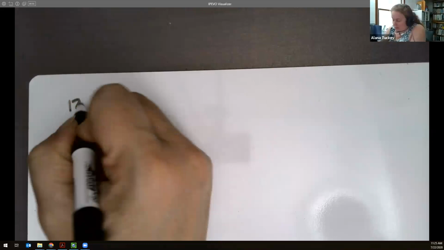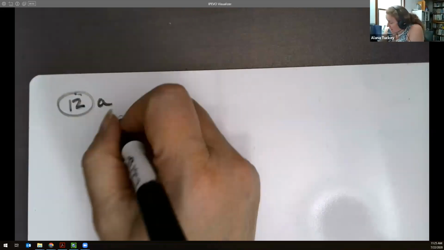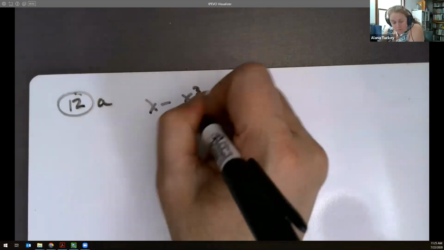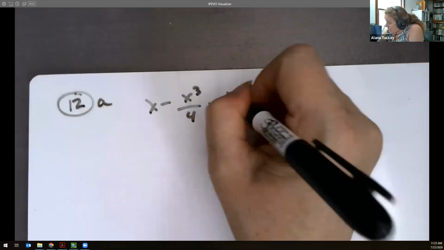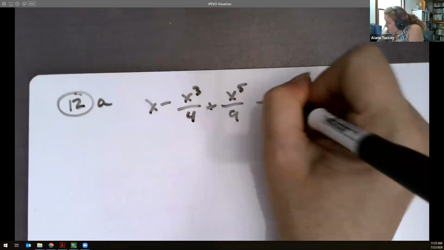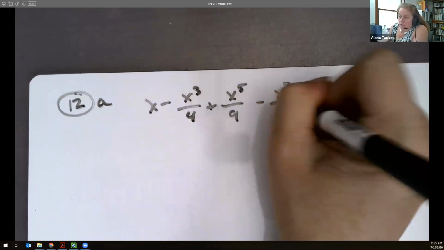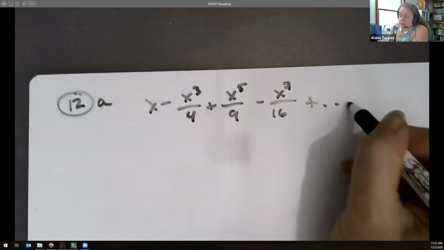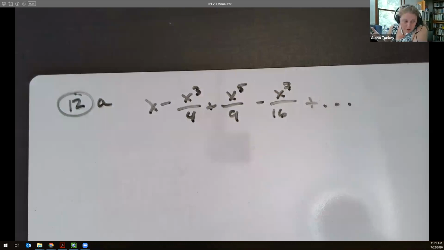All right, so 12a starts with x minus x cubed over 4 plus x to the 5th over 9 minus x to the 7th over 16, and so on. Okay, so we're supposed to come up with an interval of convergence. Before we come up with an interval of convergence, we need to have a series. If you're going to do the ratio test, which is what you're going to do, you need to have the series figured out.